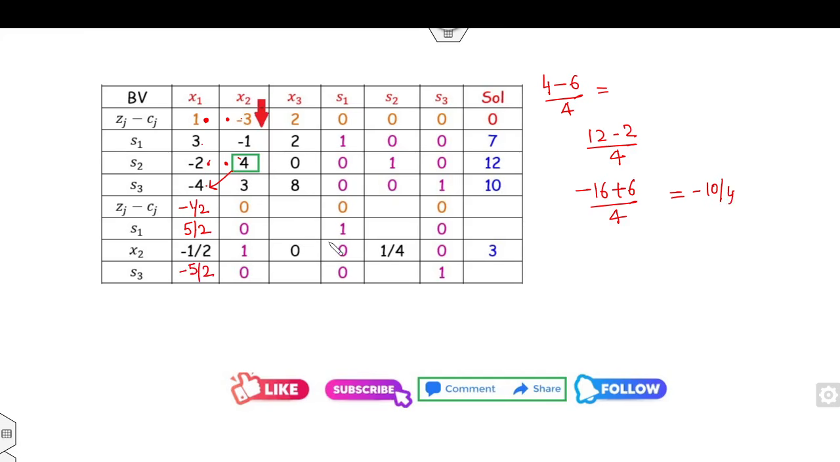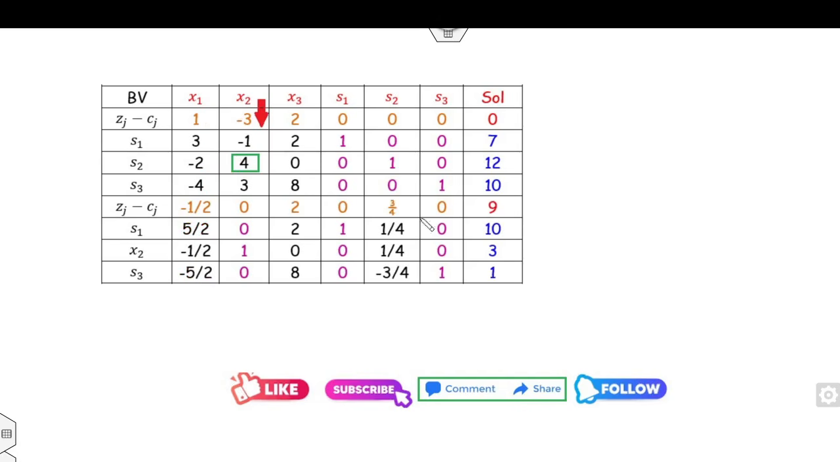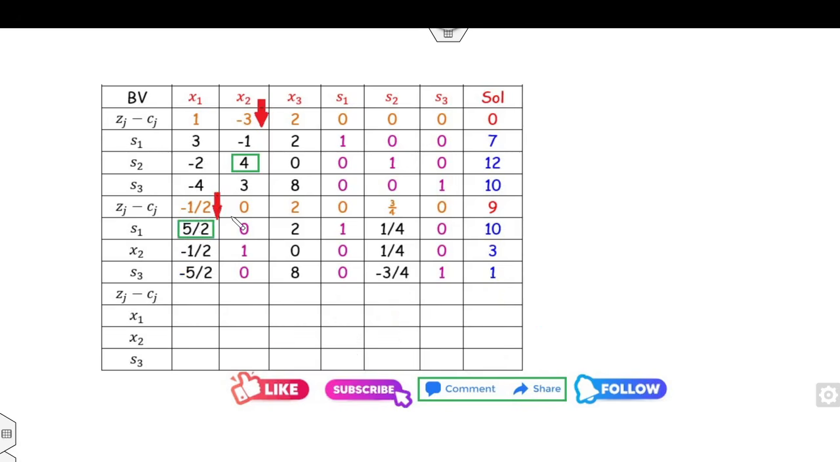Similarly, you can find the remaining entries. Now look again at where Zj minus Cj is strictly less than 0. Only the one value we can take. This is my input. Find the ratio which has only positive values. 10 divided by 5 by 2 is 4. 3 is a negative number, so you can skip that. 1 is again a negative number, skip that. So the minimum ratio is only 4. That means my box element is 5 by 2. Leaving variable is s1, entering variable is x1.